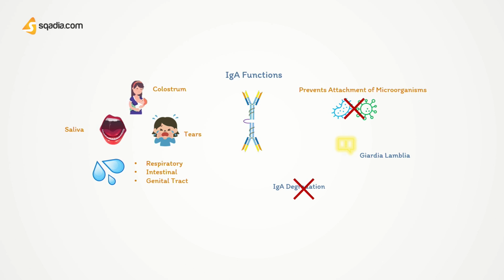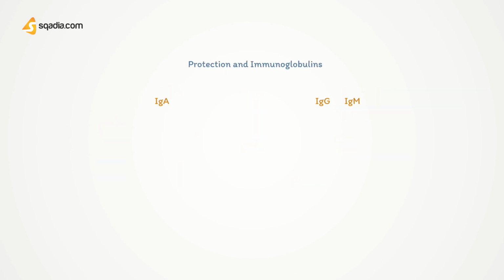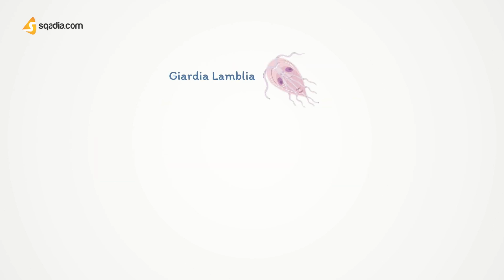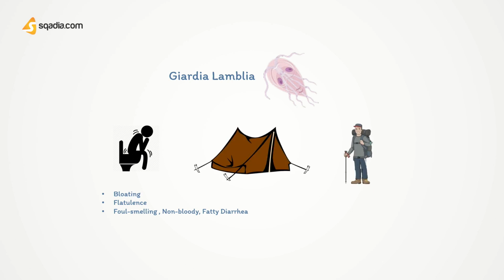So when talking about protection, IgA confers protection against viruses that enter through the respiratory and gastrointestinal mucosa. And IgM and IgG protect against viruses that enter or are spread through the blood. Well, Giardia lamblia, which was mentioned as a vital organism that IgA helps us protect against, is a protozoal infection that causes bloating, flatulence, foul-smelling, non-bloody fatty diarrhea, which is often seen in campers or hikers.